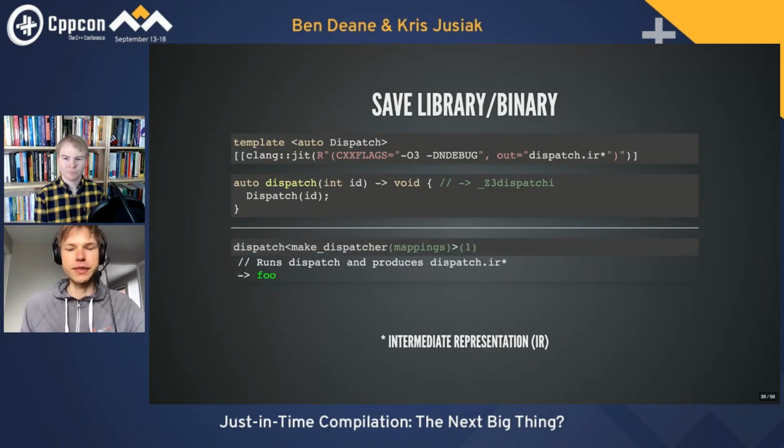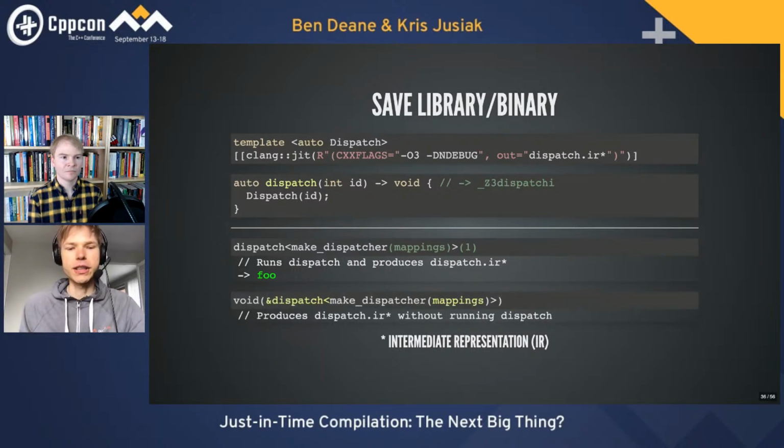So if you dispatch with the mappings and 1, that will produce foo as before, but it also will produce this intermediate representation file on the disk. We can also take the pointer to that function, and that will produce the IR information without really running it.